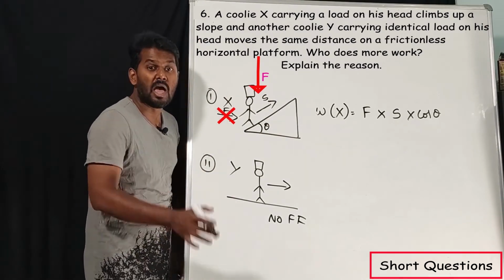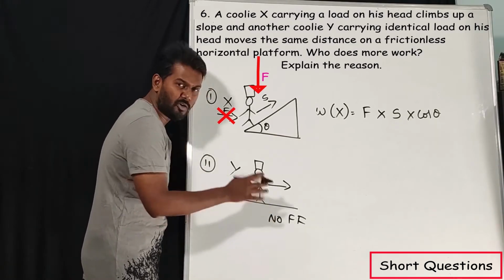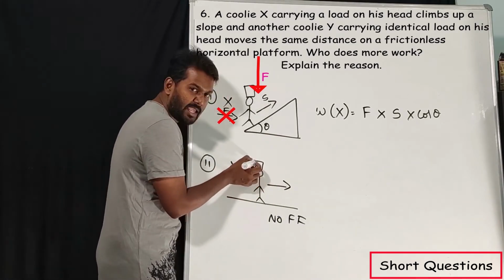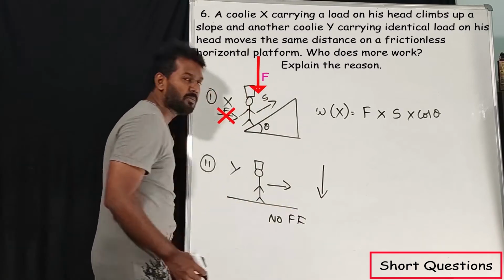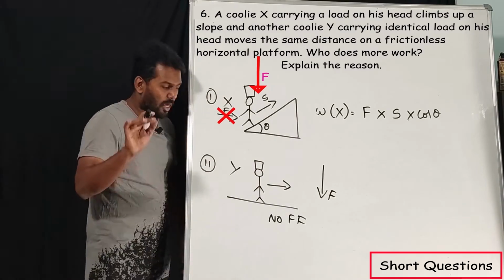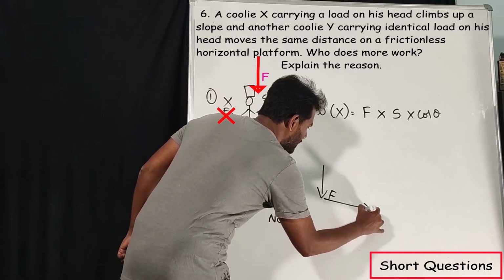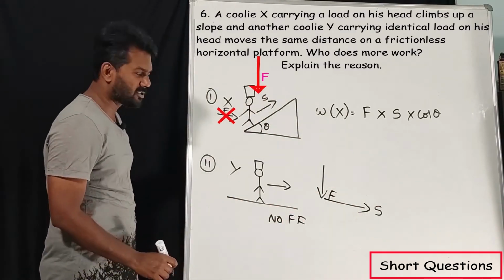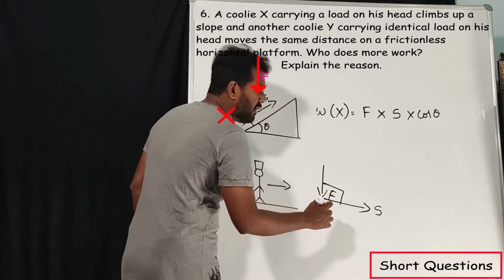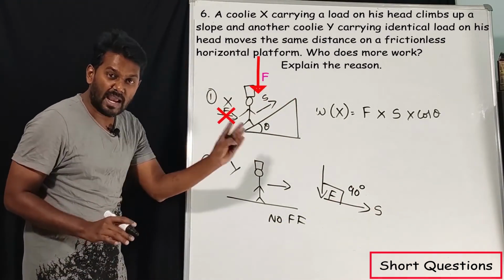Here the important word is frictionless platform. Assume there is no friction. What do you mean by frictionless platform? There is no friction, and he has a luggage. The weight of the luggage is nothing but force that acts in the downward direction, and the coolie is moving in this direction, that is the displacement. What is the angle between these two? These two are perpendicular, normal to each other, or you can say theta, the angle between the force applied and the displacement, is 90 degrees.